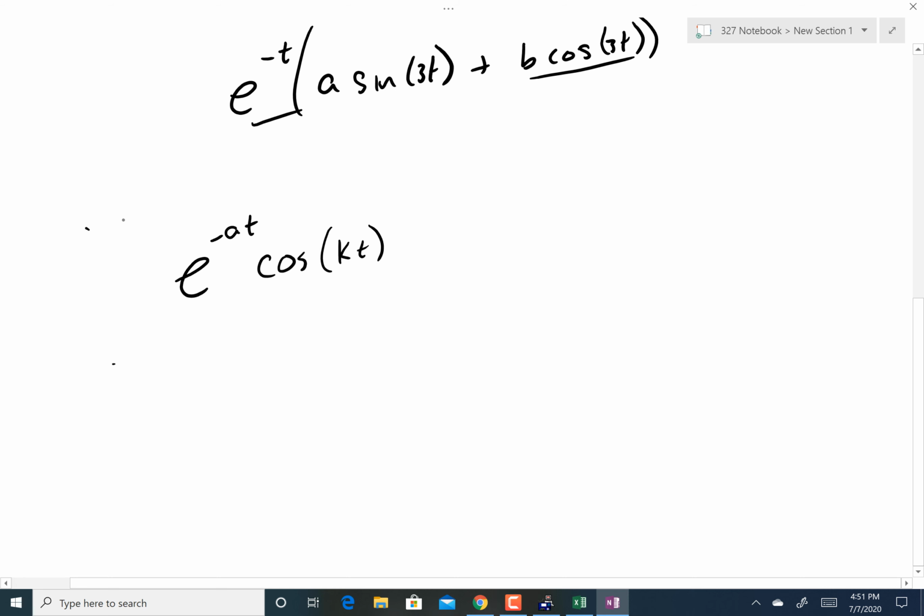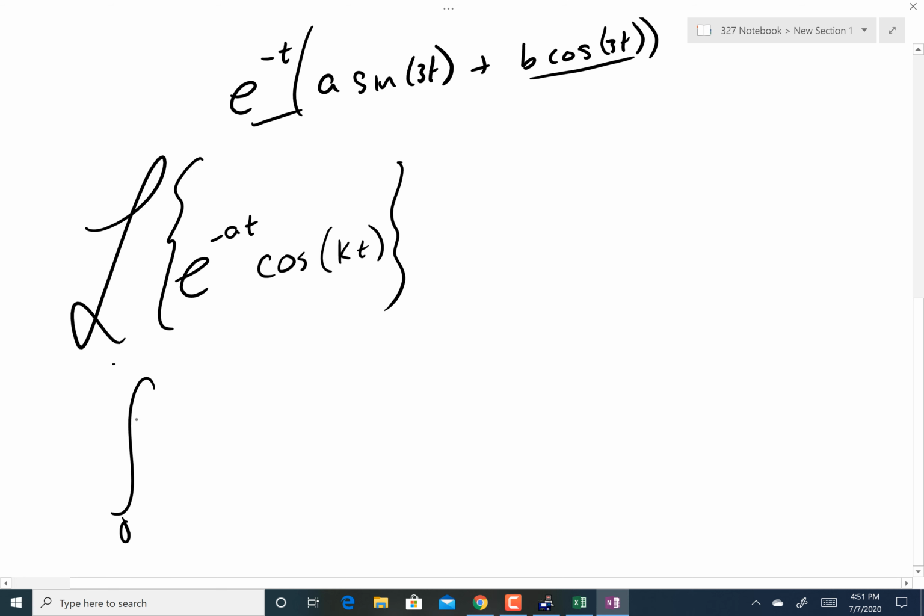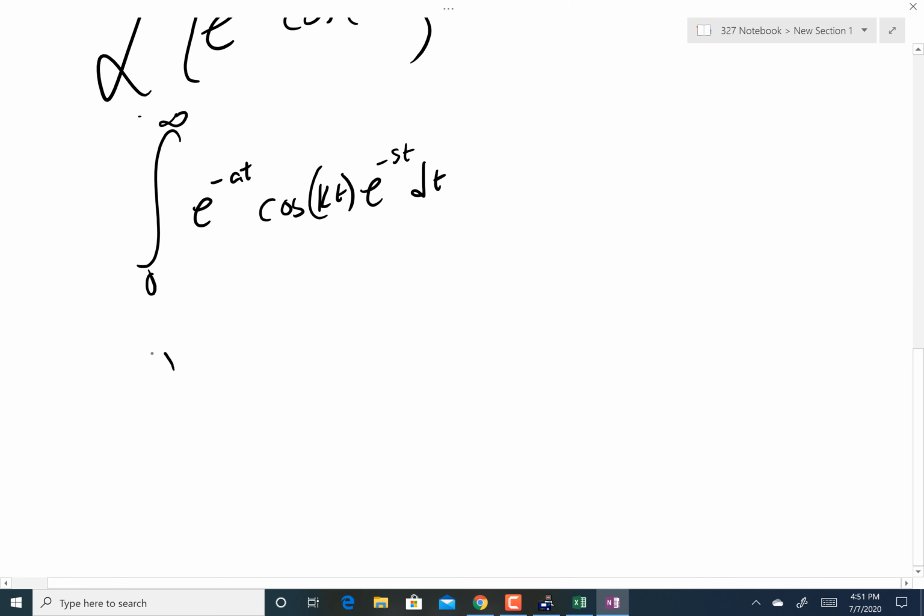So we'll take the Laplace transform of that, and that'll be the integral from 0 to infinity of e to the negative at cosine of kt e to the minus st dt. There we go. So I'll combine some like terms here before we get going. So e to the negative t, and then it's going to be s plus a, I guess, yes? And then it's going to be cosine of kt dt.